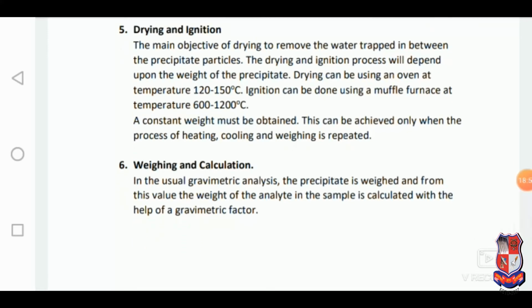So there should be a repetition of the process, so that we can get an adequate amount of precipitate as well as in the pure form, because any molecule of water or any organic matter remaining in the precipitate will act as an impurity in the given analysis.